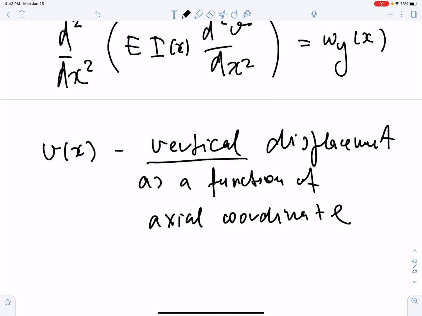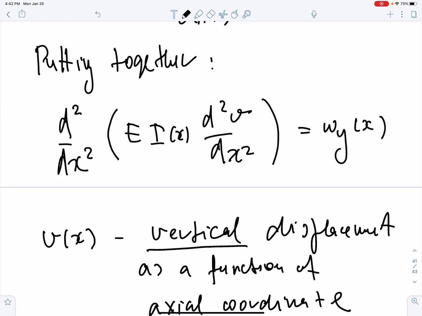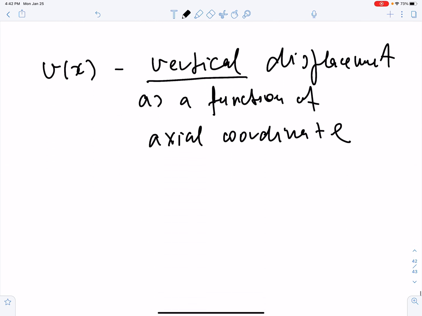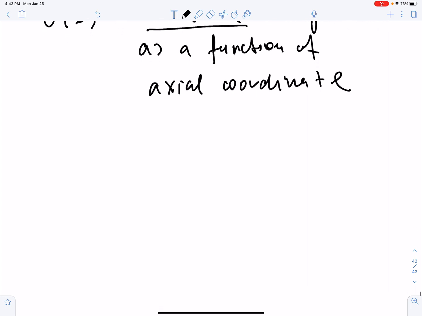And so when we put things together in the future, you can see that the truss action and the beam action can be put together into a beam-column element, where the axial component of the displacement will be governed by the second order differential equation of a truss, and the vertical component of the displacement will be governed by the fourth order differential equation of the Euler-Bernoulli beam.